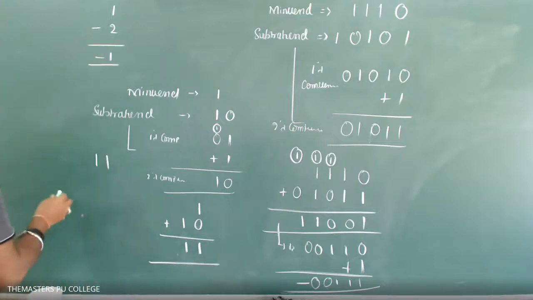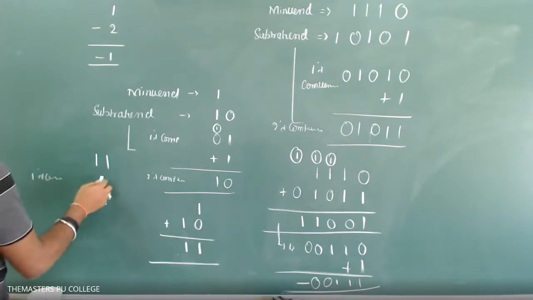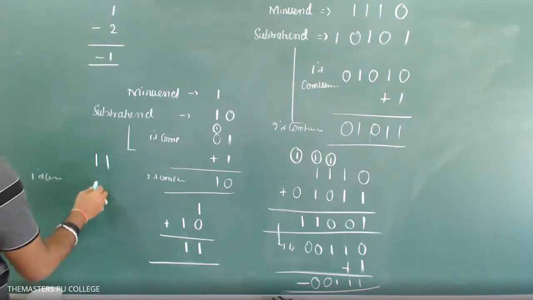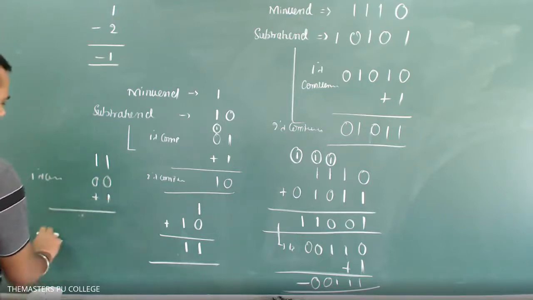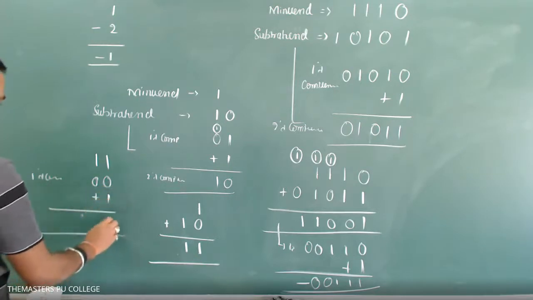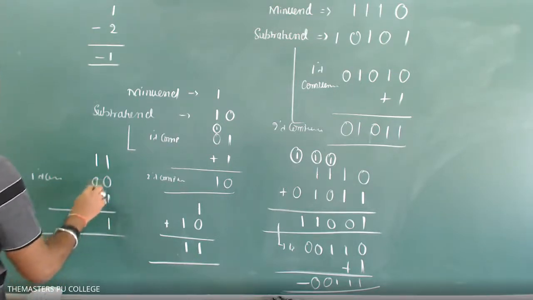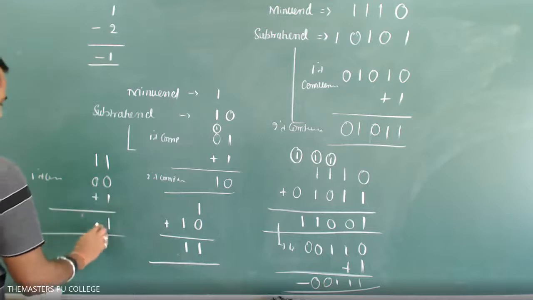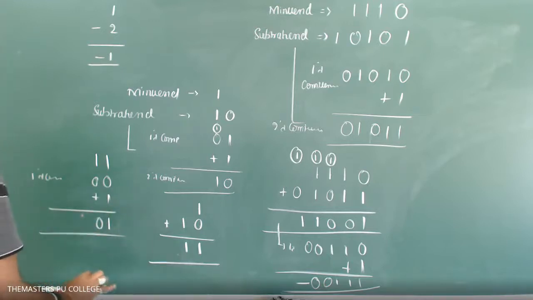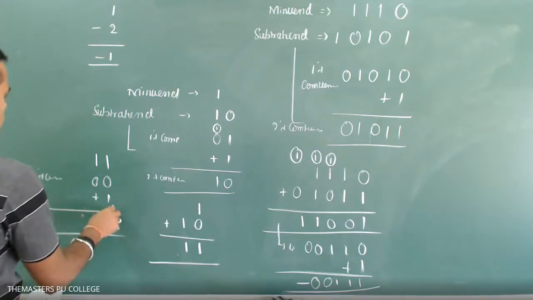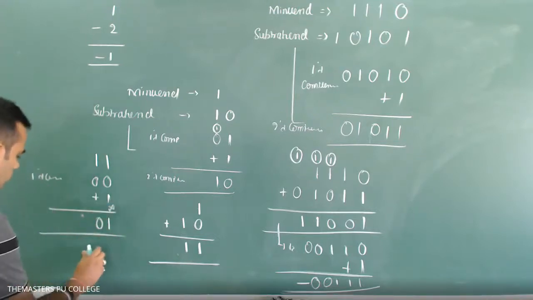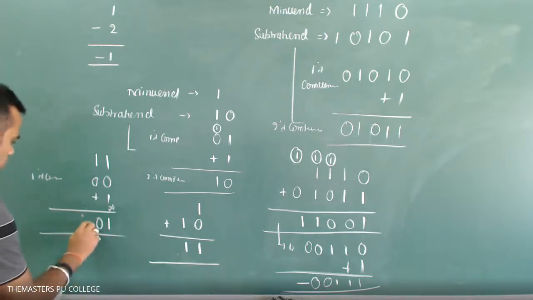Take 1 1. Make the 1's complement. What should that be? 0 0. So plus 1: 0 plus 1 is 1. Next, 0. 2 power 0 is 1. So 1 will be the answer. You keep 1 in front of this. That's it. 0 1 comes.